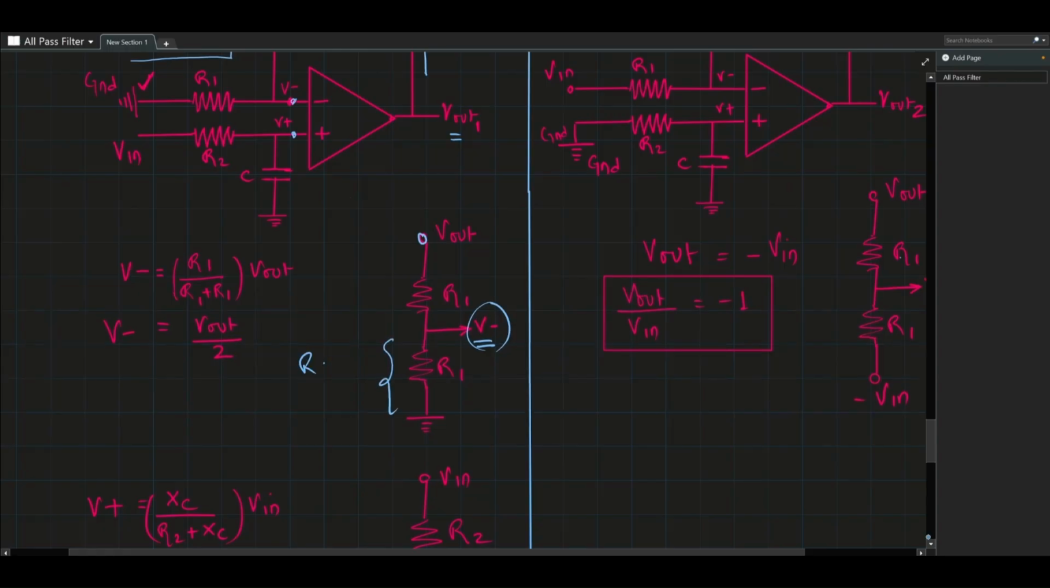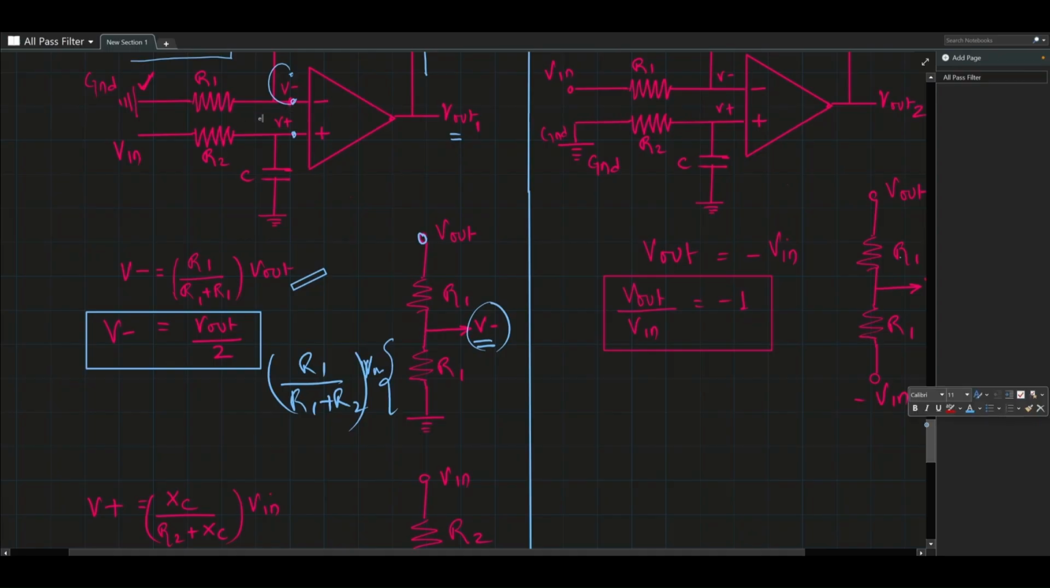And what is that voltage? This is nothing but a voltage divider, so R1 plus R1, and whatever is the voltage coming from the top, which is V out, which is exactly what I've shown here. If you solve this, V negative is nothing but V out by 2, because both these resistors are of equal value. So now we know the voltage at this point. Exactly the same voltage will appear at the positive terminal. So let's see what's happening there.